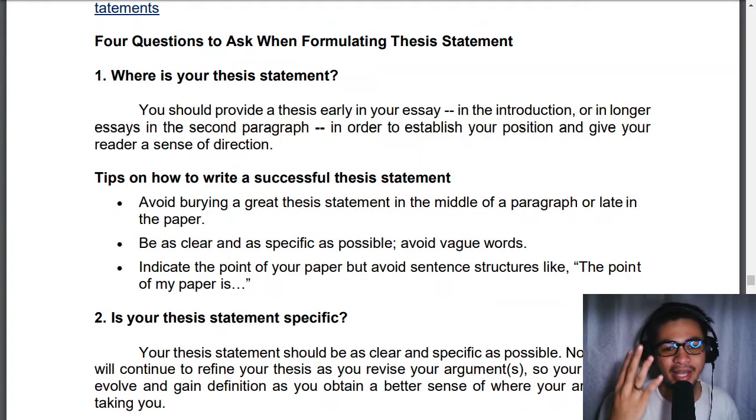Four questions to ask when formulating a thesis statement. So this is the guide for you on how to make a thesis statement. Number 1, where is your thesis statement? So asa nimo ibutang ang thesis statement? So thesis statement usually early in your essay.